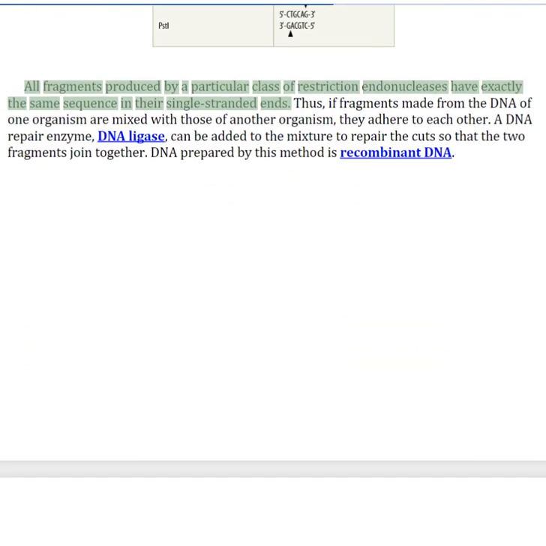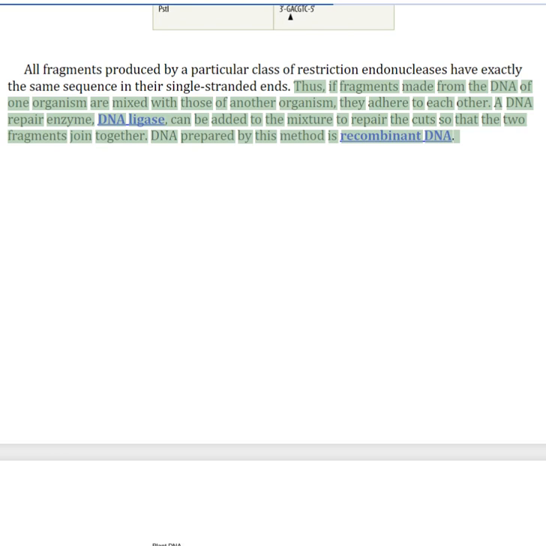All fragments produced by a particular class of restriction endonucleases have exactly the same sequence in their single-stranded ends. Thus, if fragments made from the DNA of one organism are mixed with those of another organism, they adhere to each other. A DNA repair enzyme, DNA ligase, can be added to the mixture to repair the cuts so that the two fragments join together. DNA prepared by this method is recombinant DNA.